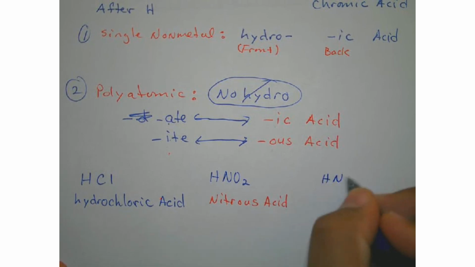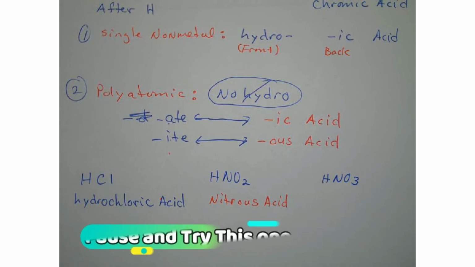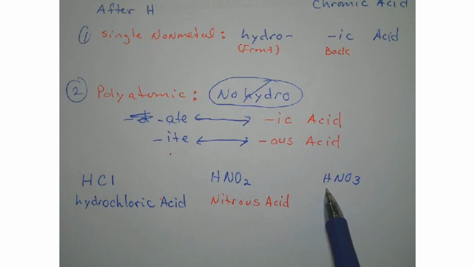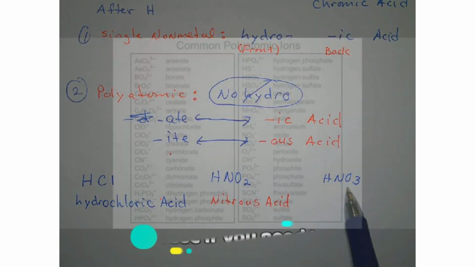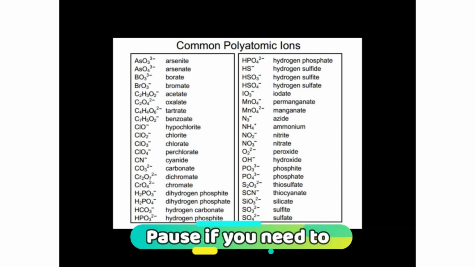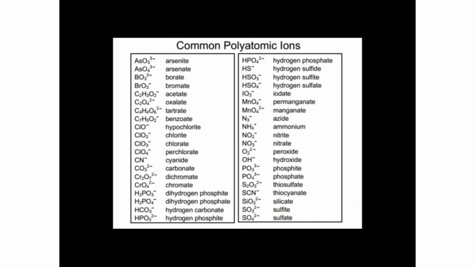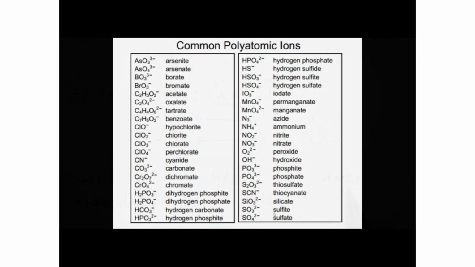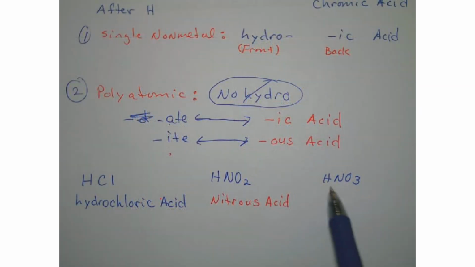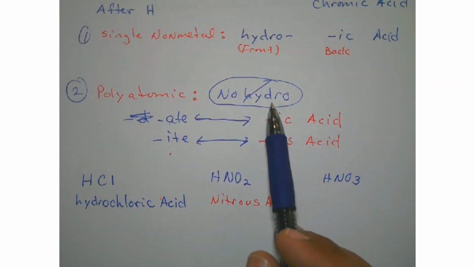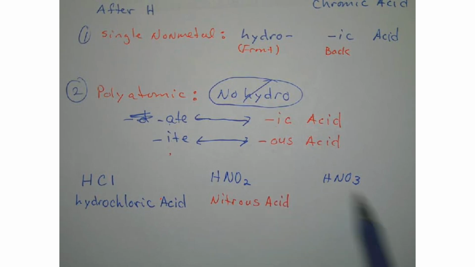HNO3. Try to pause the video and guess this one. First, it's an acid because it starts with an H. Single or polyatomic? We can see it's a polyatomic because there's more than one element. We're going to look up the polyatomic. We see that, well, we're not going to write hydro, but nitrate, what does it turn into?